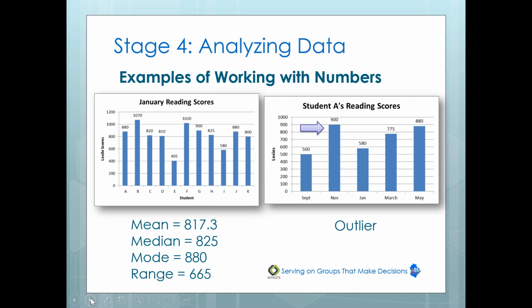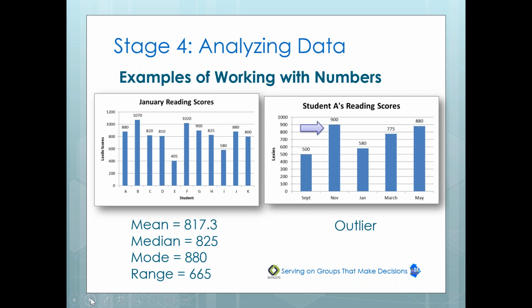825 on this chart. So in this case, you put all the numbers in order, like from 405 up to 1070, and the middle number is actually the sixth number, or 825. And then the mode, again, is the number which shows up the most in the data set. And in this case, 880 is represented twice, and so that's therefore the mode. And then the range, like we learned in the last slide, it's the difference between the highest number and the lowest number. So here the highest number is 1070, and the lowest number is 405, so the difference would be 665.